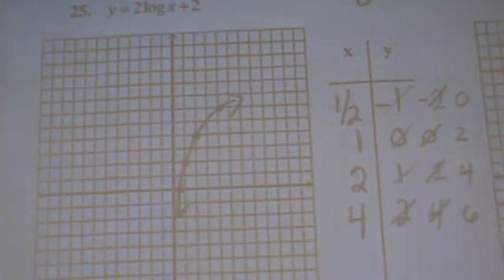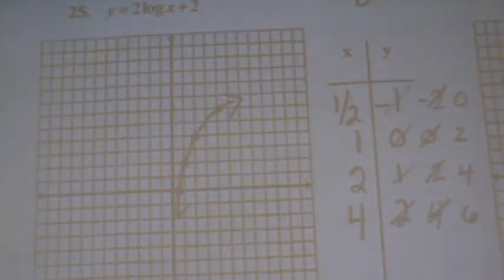Connect your dots. Does your domain or your range change? Domain is x is greater than 0, your range is all real numbers.